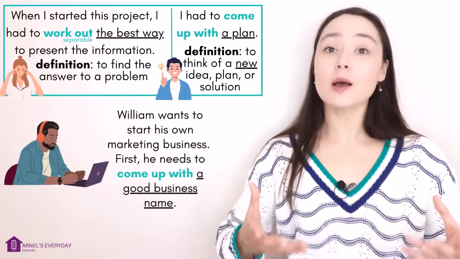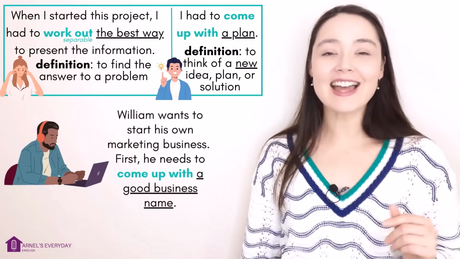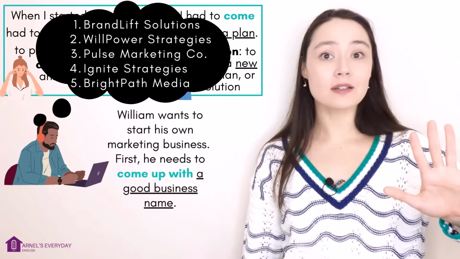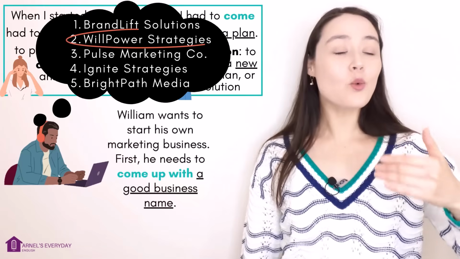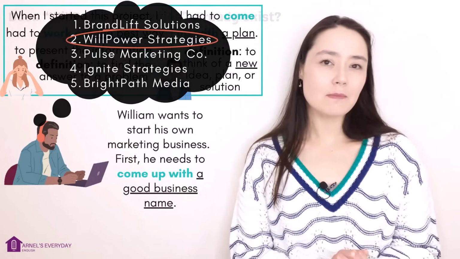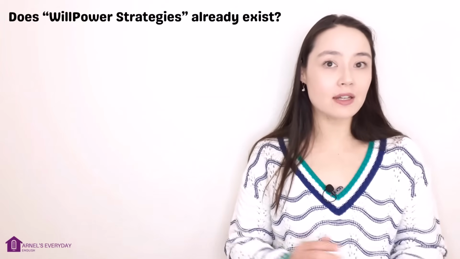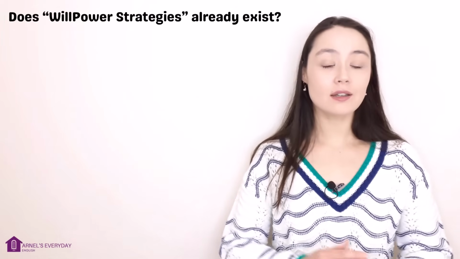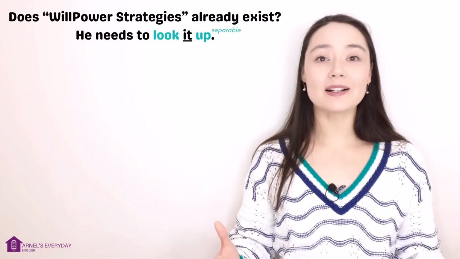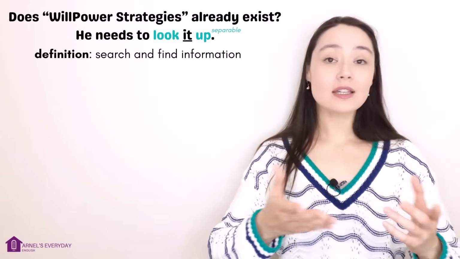William wants to start his own marketing business. First, he needs to come up with a good business name. He came up with 5 names, but he decided on Willpower Strategies. Willpower Strategies, that sounds kind of cool. But does Willpower Strategies already exist? Someone else might already have that name. He needs to check. He needs to look it up. Look up. Definition: to search and find information.